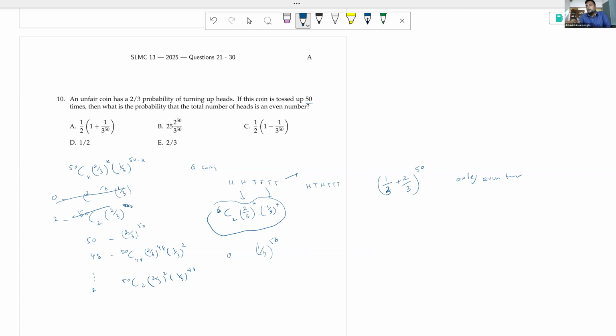So if you want to compute that, you add 1/3 minus 2/3 to the power 50, and that will cancel out the odd terms, and you find the expansion of this, and then add it up, and you will end up with the answer half of 1 plus 1/3 to the power 50.